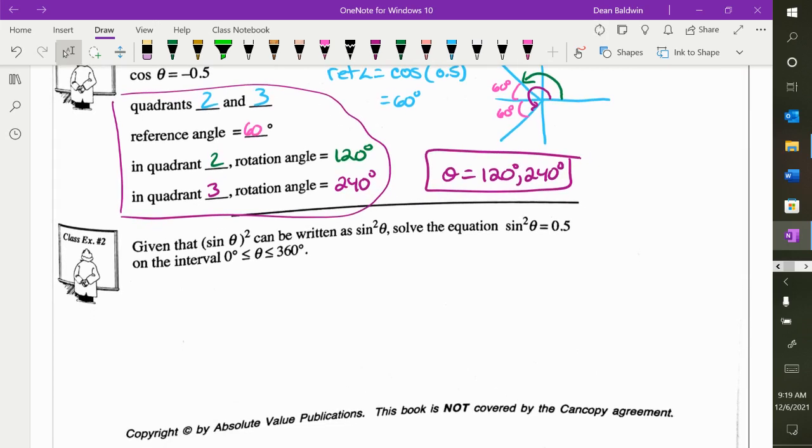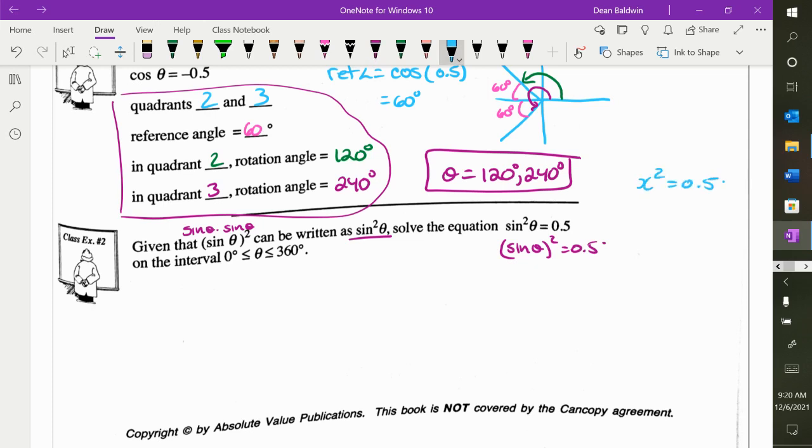Okay, so a little bit of notation before we get into this. Sine theta all squared, which means sine theta times sine theta, is written this way. They just put the square on the sine. They don't put it in brackets. So you need to be aware of that notation. If you see sine squared theta is equal to 0.5, that means all of sine is being squared. It's the same as that.